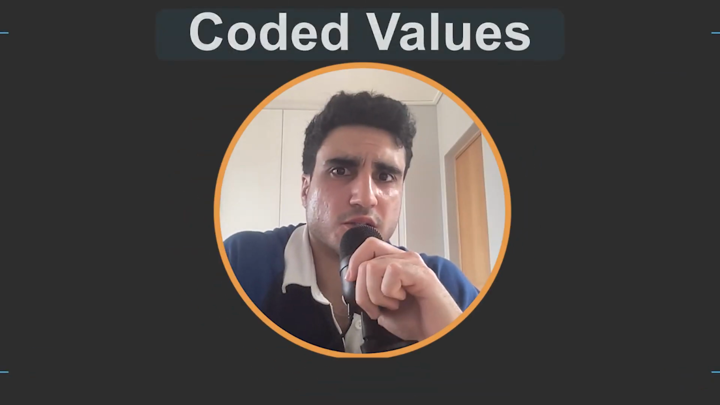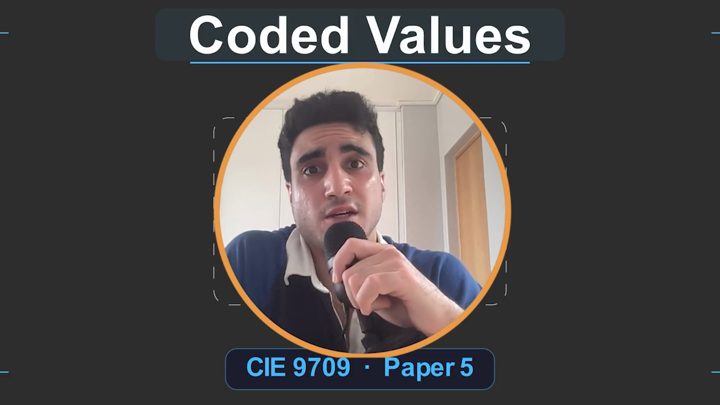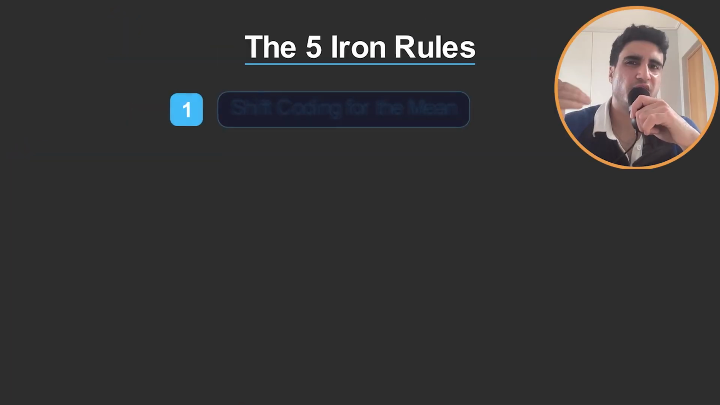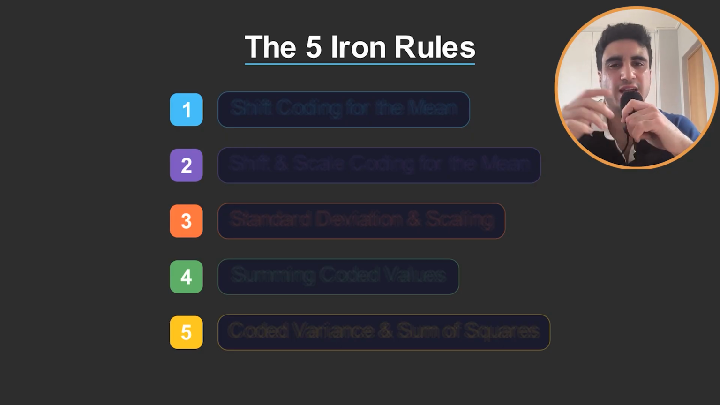If you're losing marks on coded values questions, you're probably slipping up when following one of these iron rules for dealing with them. And that's especially true if you're doing CIE 9709 paper 5 and the sum of (x minus a) squared questions just aren't really clicking for you. So here are the 5 rules that cover every single coded values question Cambridge can throw you.